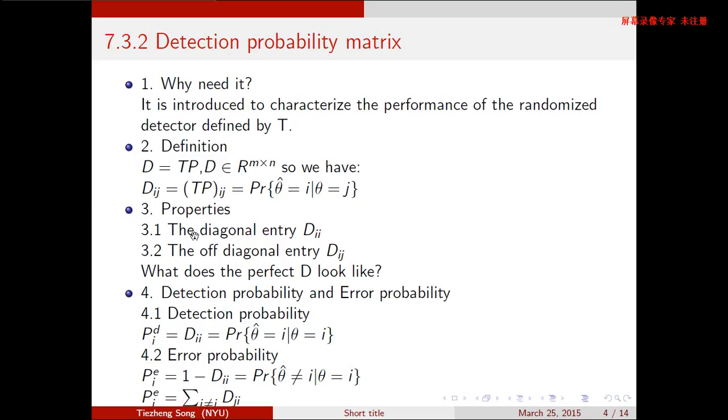So all the elements on the diagonal in this matrix is the probability for we made the right estimation. For all the other values is the error probability. The perfect D matrix should be identity matrix. So by using this definition, we can get the detection probability and the error probability.